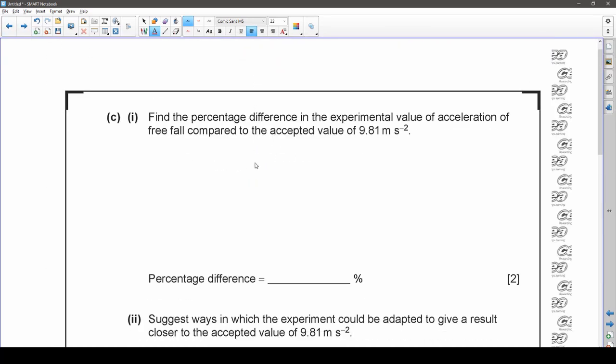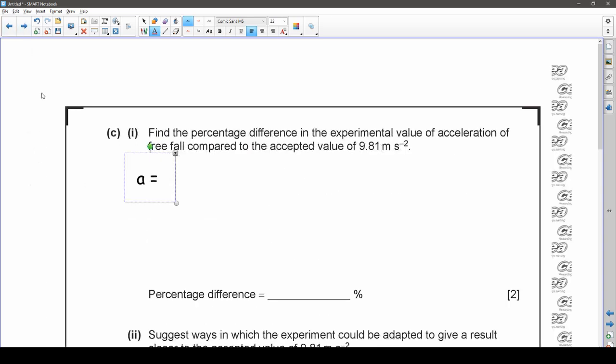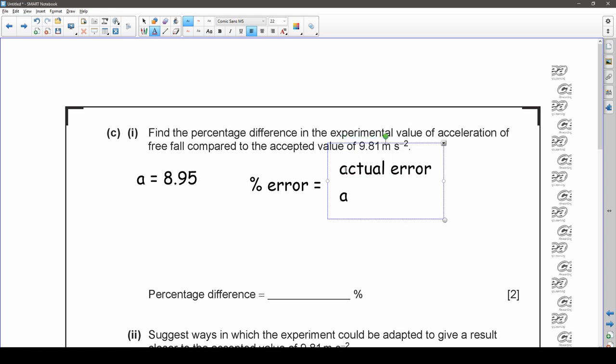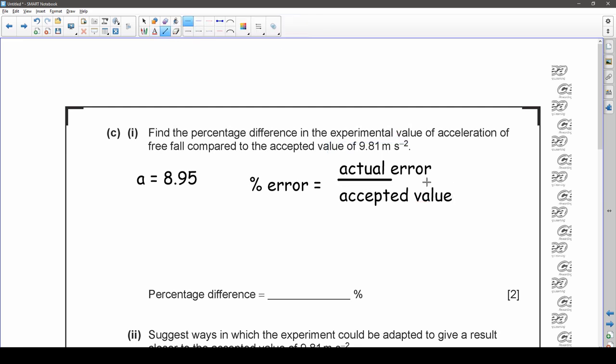Find the percentage difference in the experimental value of acceleration of free fall compared to the accepted value of 9.81. Right, okay, cool. So we go back and we go, right, we had our experimental value A, and it was equal to 8.95. Okay, and we want the percentage error, which is equal to the actual error, or the difference, over the accepted value. And we'll want to times that by 100%.